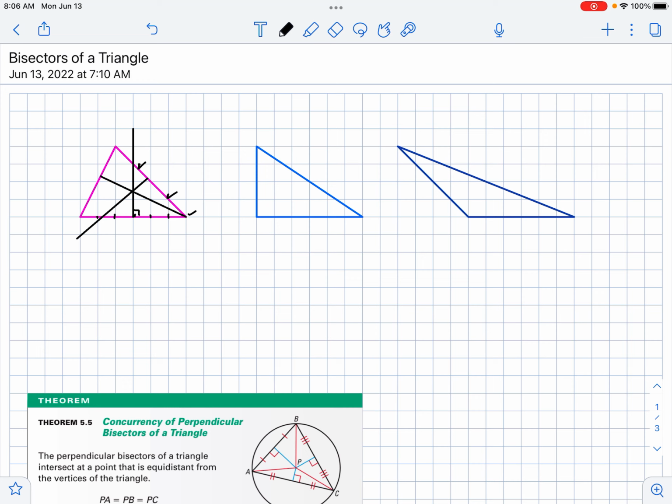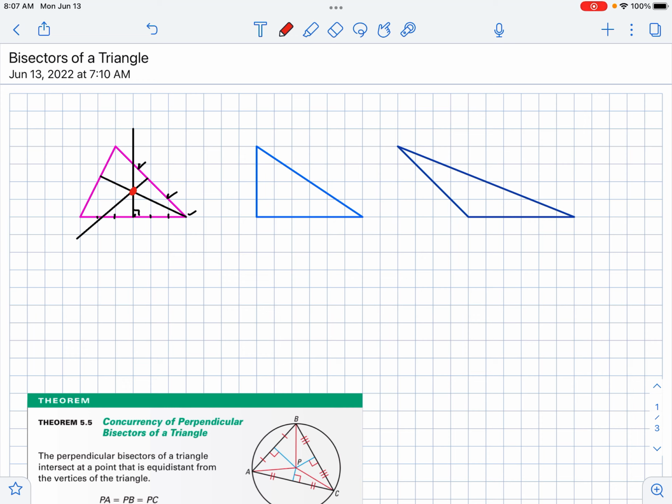Okay, now, so there we have the perpendicular bisectors. And now this is not exact because I was just eyeballing it. But notice that there is a point of intersection here, inside the triangle.